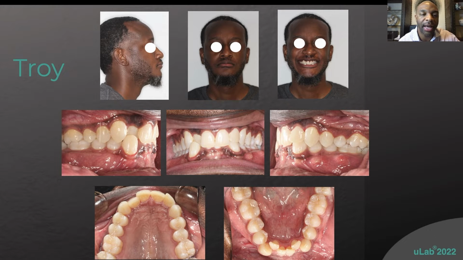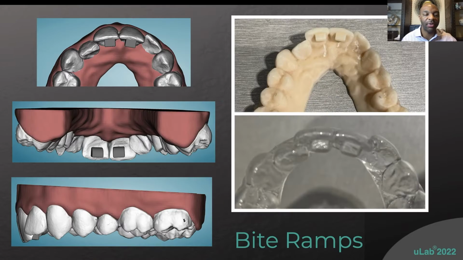And the way I typically would treat this case is start with the lower arch only and add some posterior bite turbos or some anterior bite turbos until we can kind of level it out and then place the upper braces. And so one of the things that jumped out to me was, what if I gave him just a retainer up top with bite ramps so that we can help intrude the lower incisors, but then at the same time prevent the teeth from contacting, to prevent them from coming off.